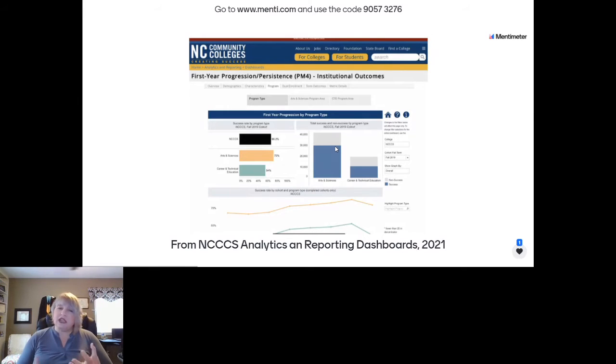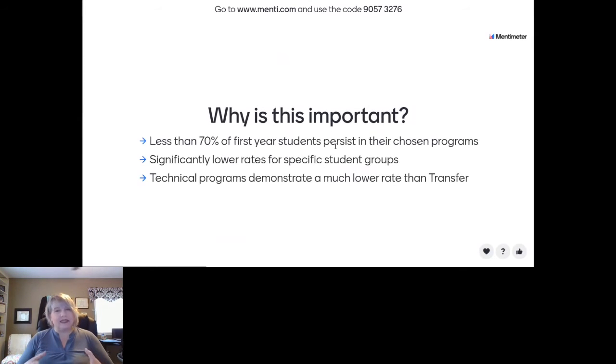So there's a significant difference between the persistence rate in arts and sciences and CTE programs. Not to say that the arts and sciences are not rigorous, they are, but the data shows that progression in the CTE is lower. So why is this important? Well, we just talked about it. Less than 70% of our students persist. We have significantly lower rates for specific student groups, which means we really need to drill down into the why behind that and implement purposeful and effective interventions. And then look at what we can do to bring up that rate for our career and technical training programs.